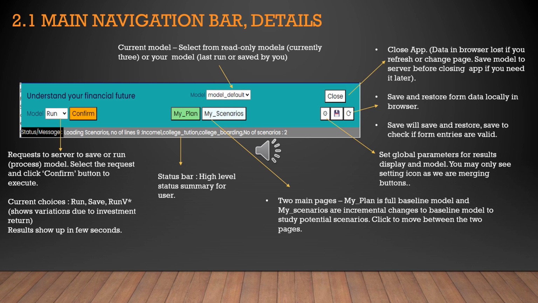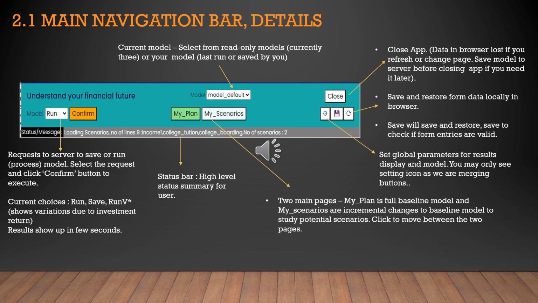Please save the model if you need it next time. You can save only one model by selecting Save on the left and clicking the Confirm button. You can save form data locally in the browser or retrieve it from the last save. You can also click on the gear icon to change/update values for global parameters, organized in 2 groups.